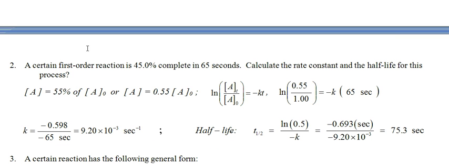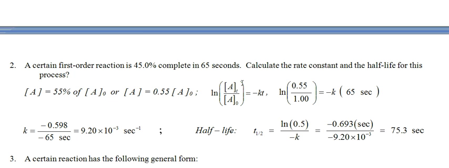Alright, let's look at number 2. It says a certain first order reaction is 45% complete in 65 seconds. Again, the wording is College Board specific, AP exam type question. Yes, I think they are trying to trick you. I think they're trying to get you to plug in the 45% or the 45 there.